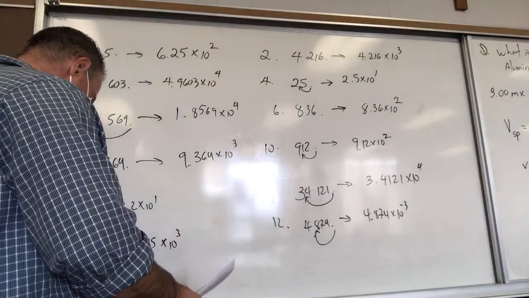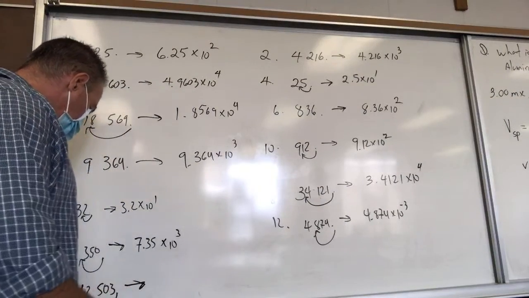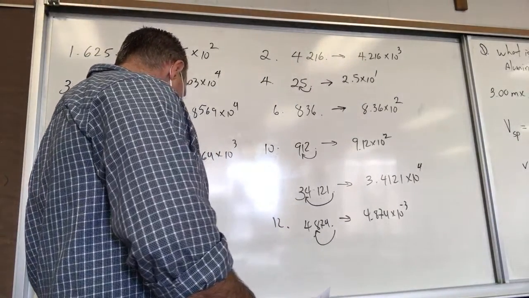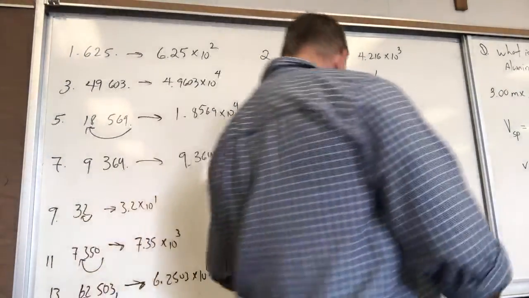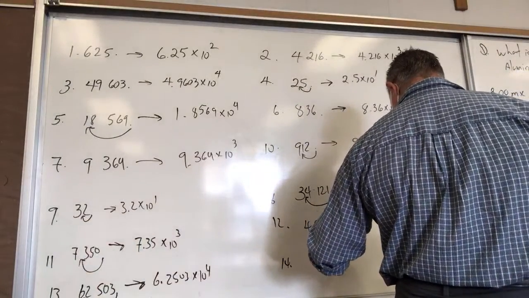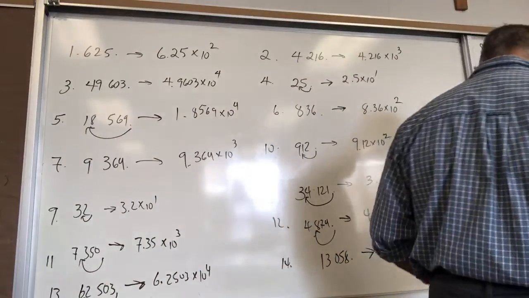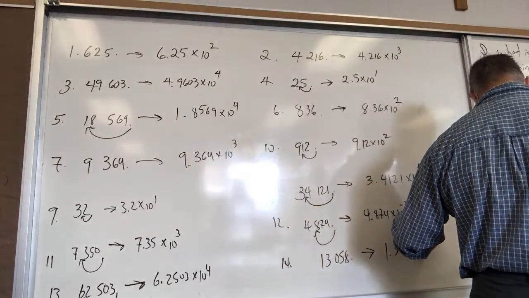You have 62,503. Move the decimal over 4 times, so you get 6.2503 times 10 to the power of 4. And the last one, number 14, you have 13,058. Move it over 4 times as well. You get 1.3058 times 10 to the power of 4.